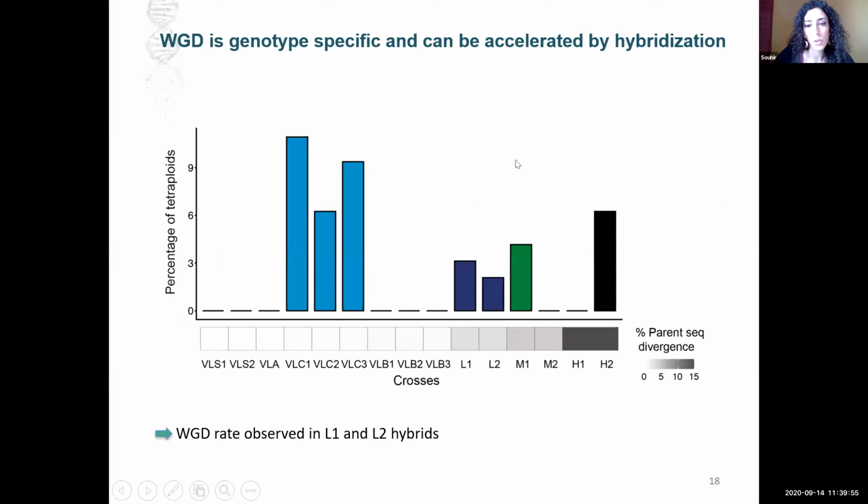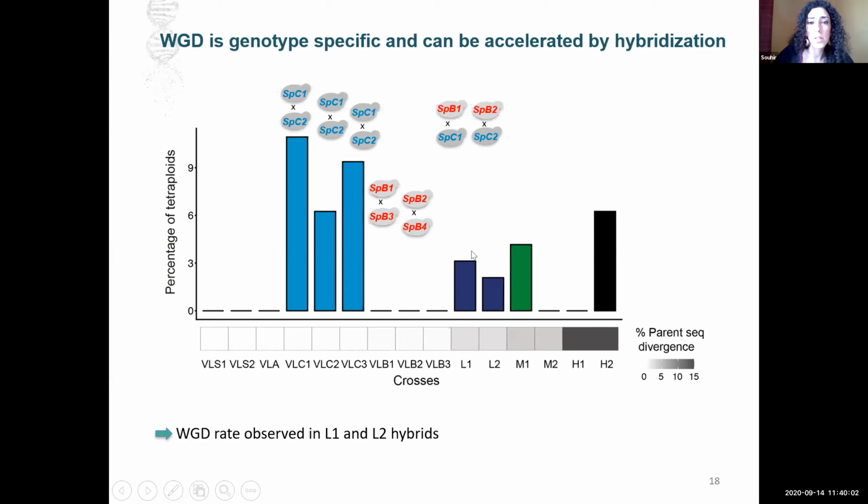Also, we found that whole genome duplication is observed in L1 and 2 hybrids. These hybrids share parents with the VLC intralineage crosses, and also share parents with the VLB intralineage crosses where whole genome duplication did not occur. So this suggests that the higher rate of whole genome duplication in L1 and 2 hybrids is potentially a trait inherited from their SPC parental subgenome.